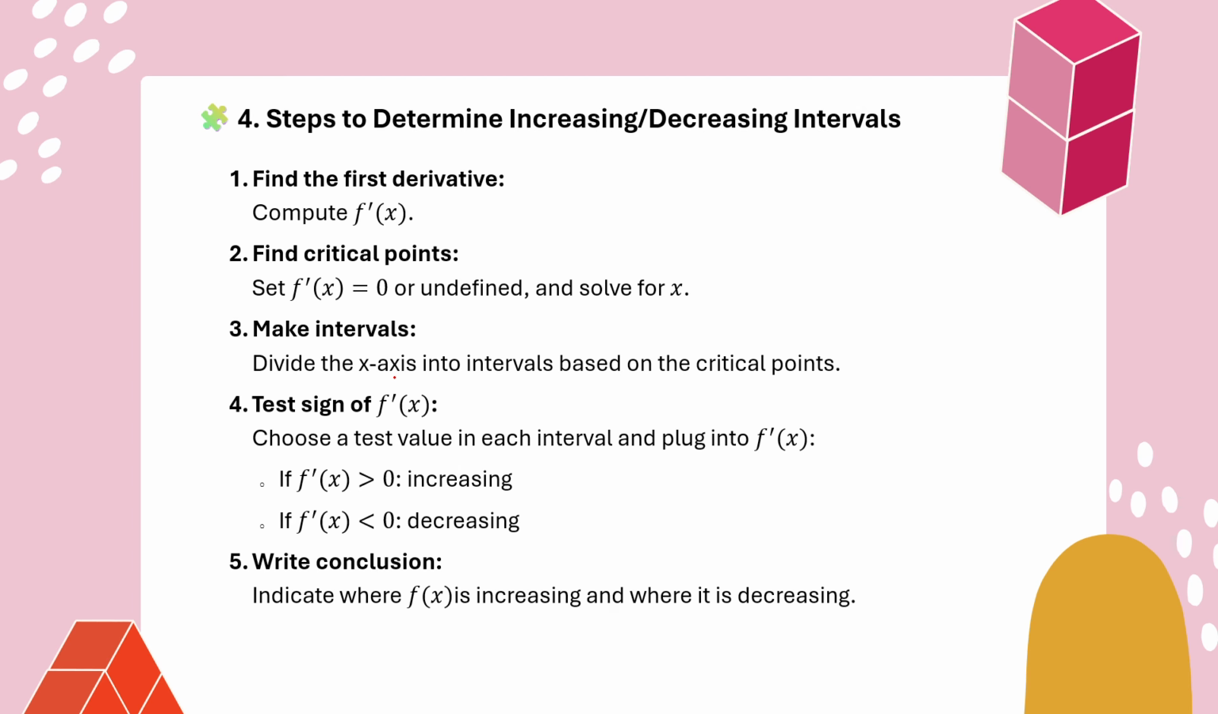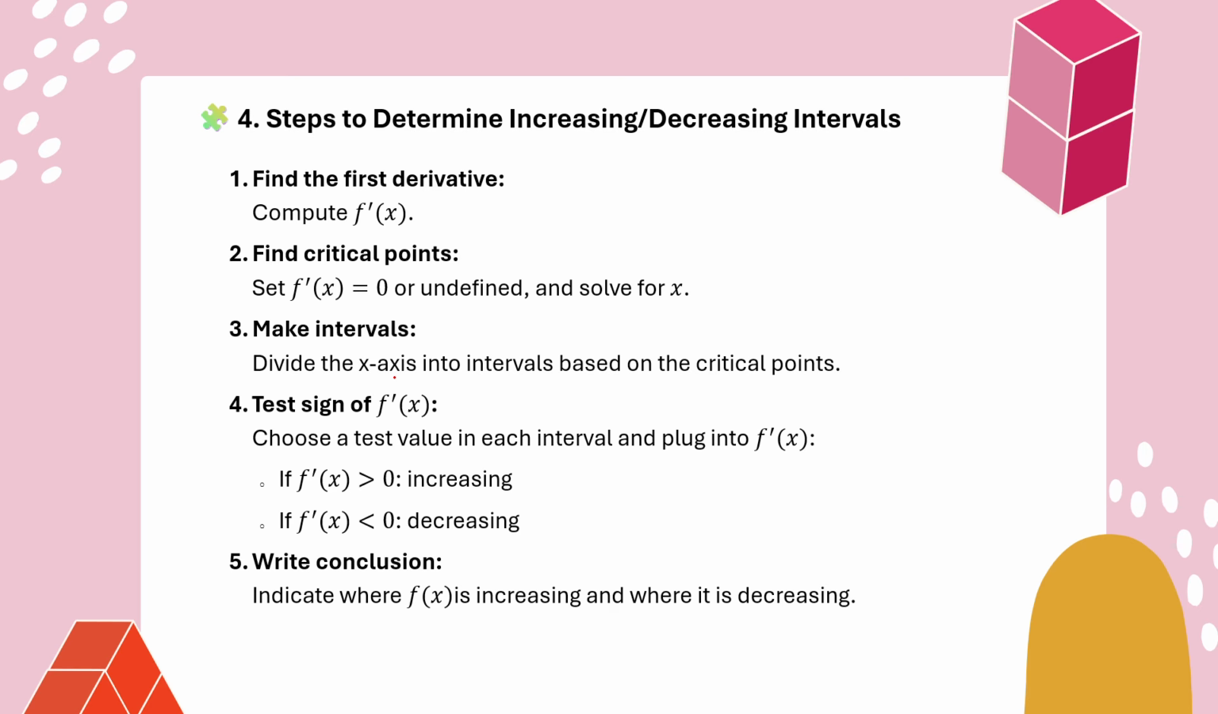The second step is to find the critical points. In the critical points, after taking the first derivative, we have to equate it to 0 and solve for x. The next step is to make intervals. We divide the x-axis into intervals based on the critical points.